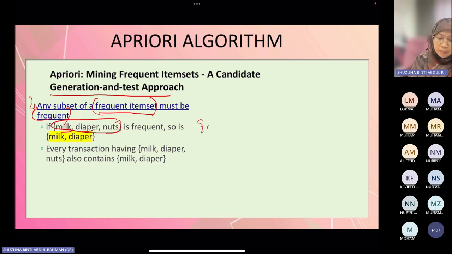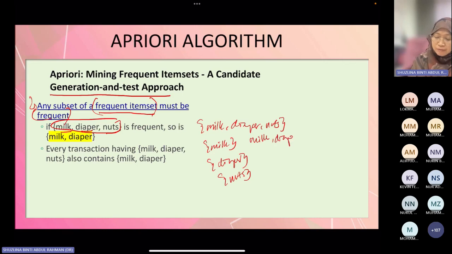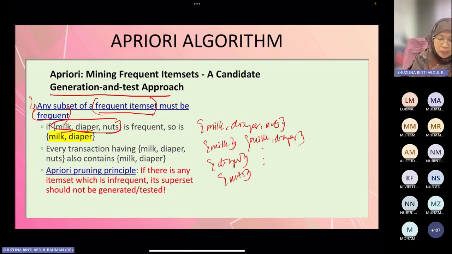So it is milk, diaper, and nuts. If these are frequent, any other subset, like milk, diaper, or nuts, or any combination of these from this frequent set, is also considered frequent, right? And so on. So these are the rules that we will generate, since any subset of a frequent item set must be frequent.